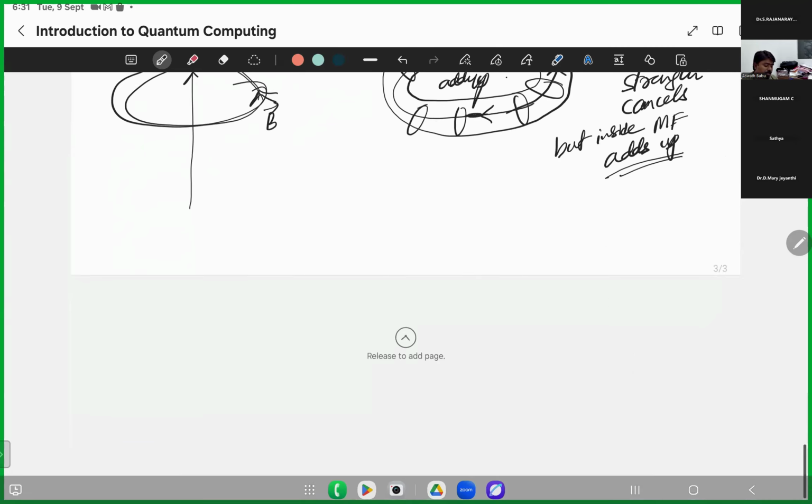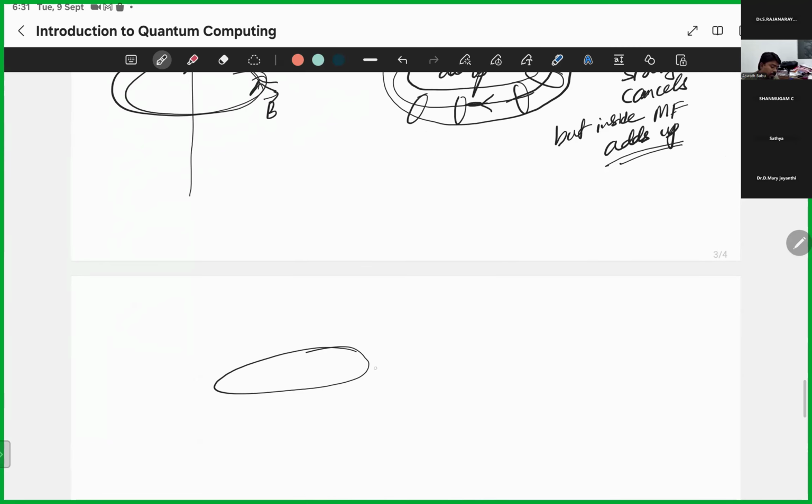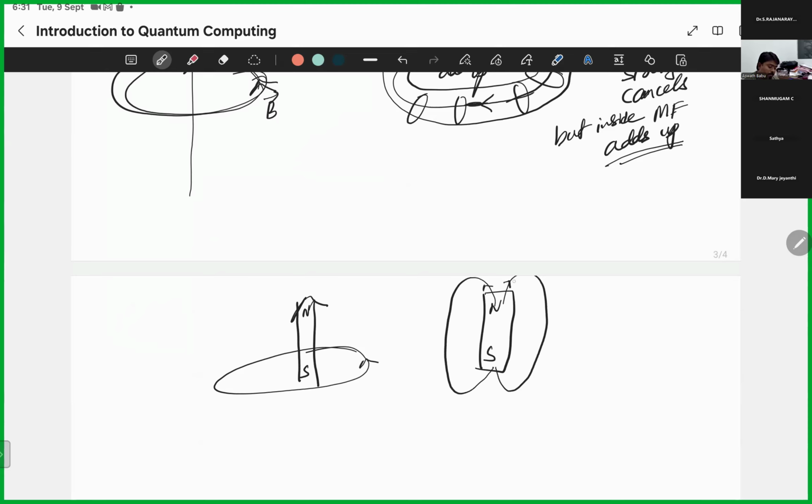Because of that, what happens? If there is a curling current carrying wire, it is going to generate a magnetic field. That magnetic field is just like a magnetic dipole moment. So north and south pole, just like a bar magnet, where the magnetic field comes out and enters. So this is a small bar magnet. A current carrying loop, you can say a DC, direct current carrying loop, is equivalent to a small bar magnet.